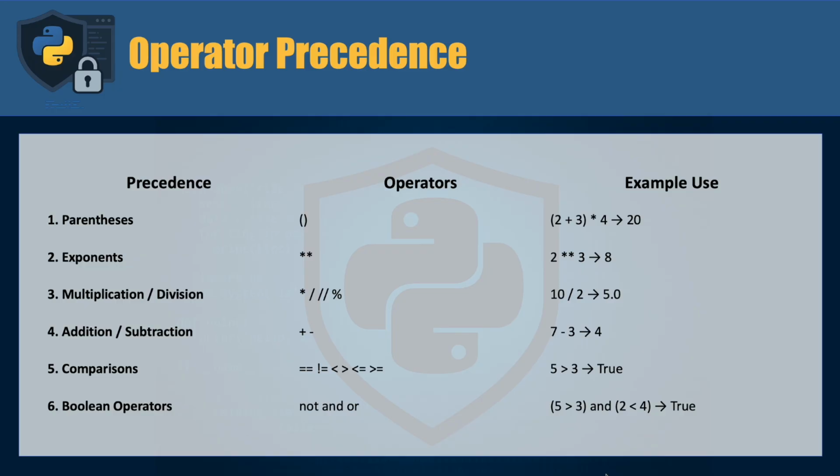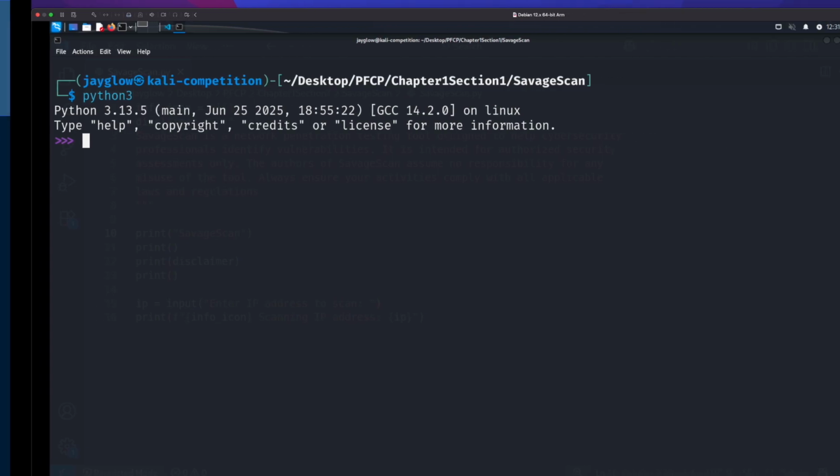Precedence determines the order in which Python executes operations. This matters when calculating things like key strength or risk scores. Parentheses can change the order, making the results very different. Let's jump into Python and take a look at a couple examples for precedence.